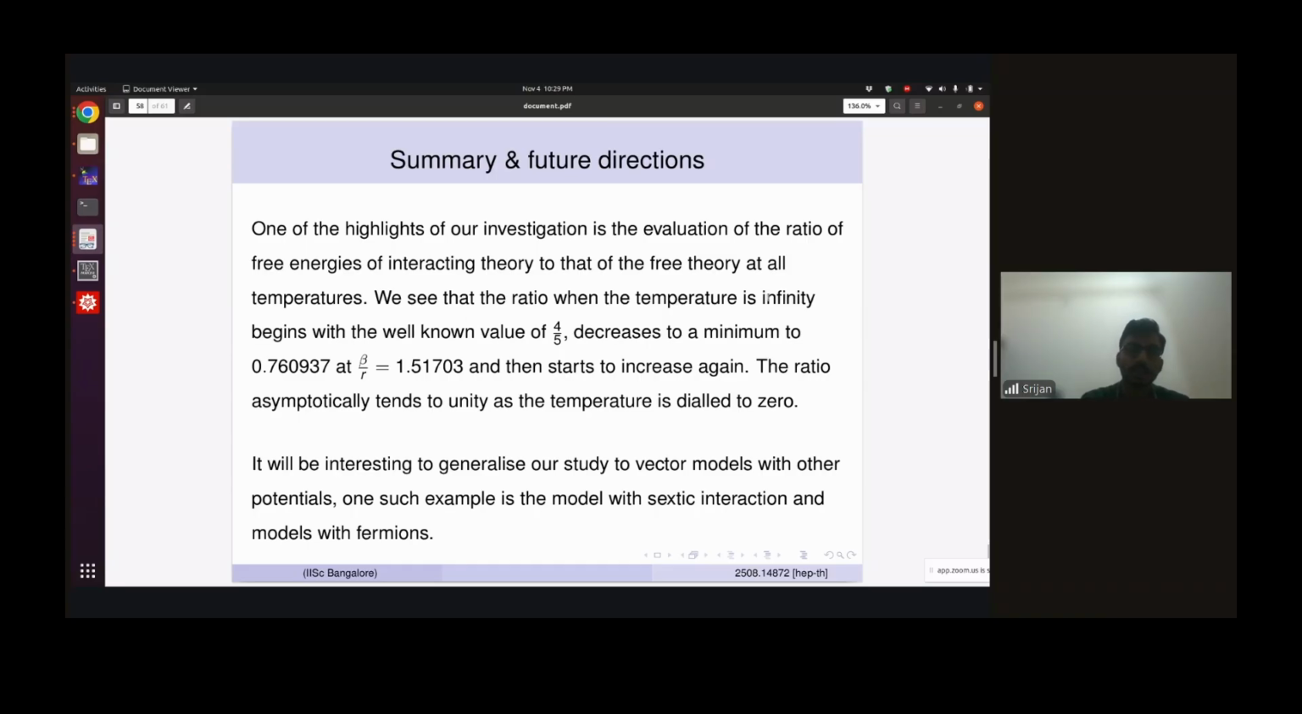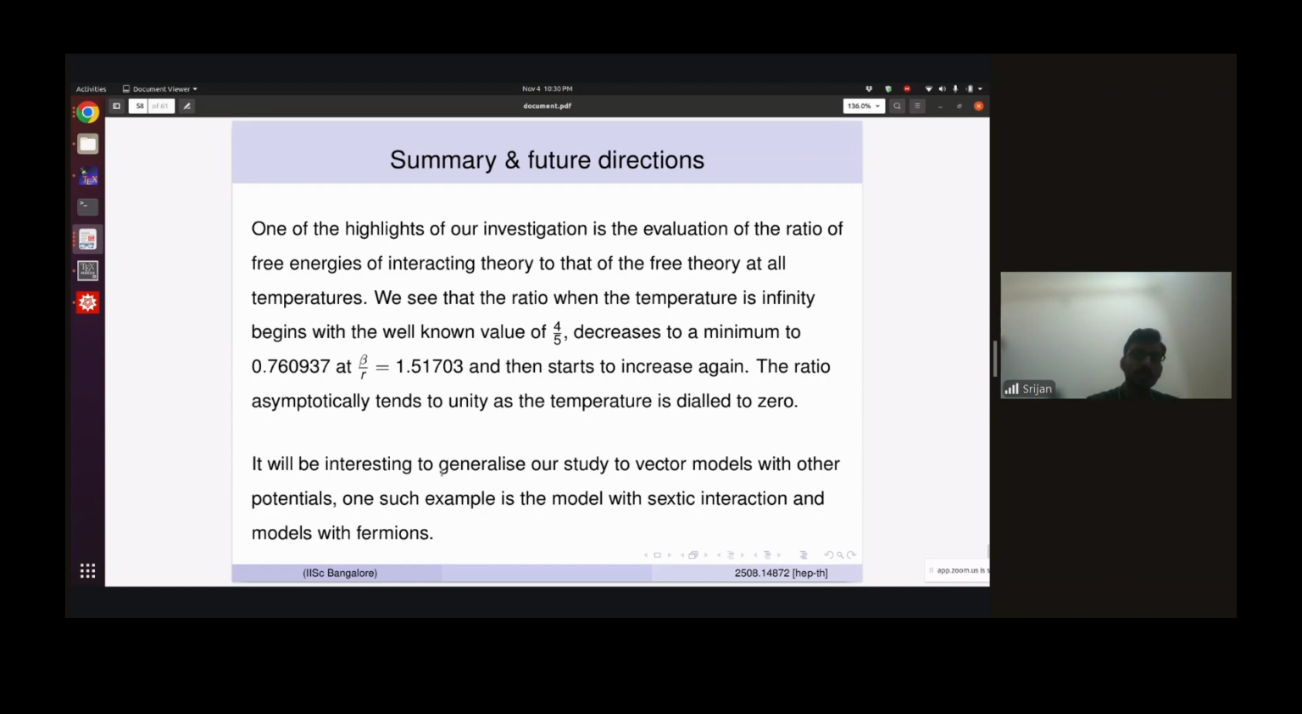And we see that this ratio, when the temperature is infinity, begins with the well-known value of 4 by 5, and then it decreases to a minimum of 0.76 at this value of beta by r, and then it starts to increase again. And finally, it asymptotes to unity as the temperature is dialed to 0.